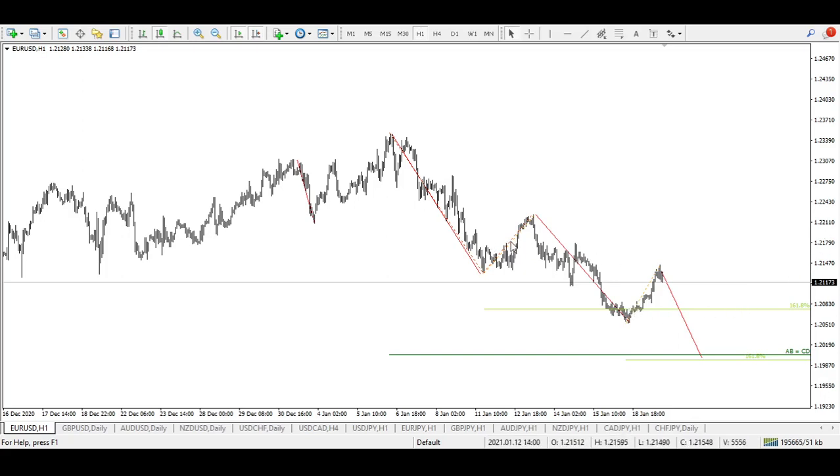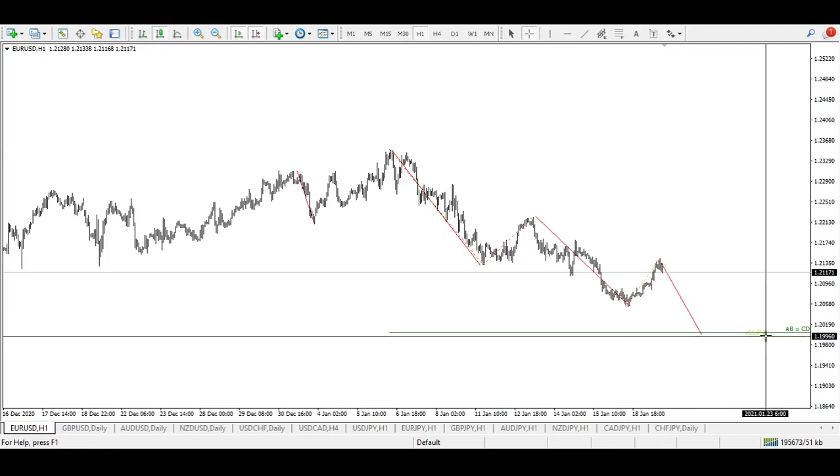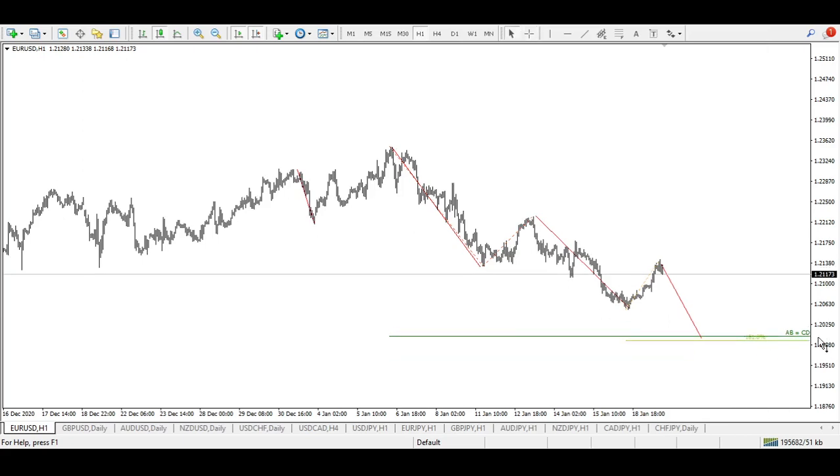And if we plot the same, the 161.8% extension of the last drive, then this horizontal line will come here, 161.8%. So this 1.1996, roughly 1.20, is the completion point of the 3 drive. So this is a very significant area.